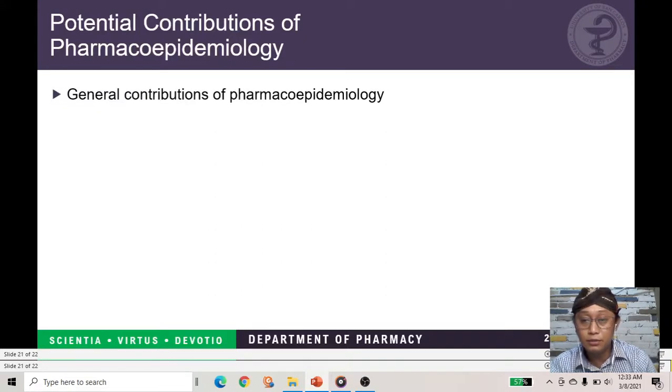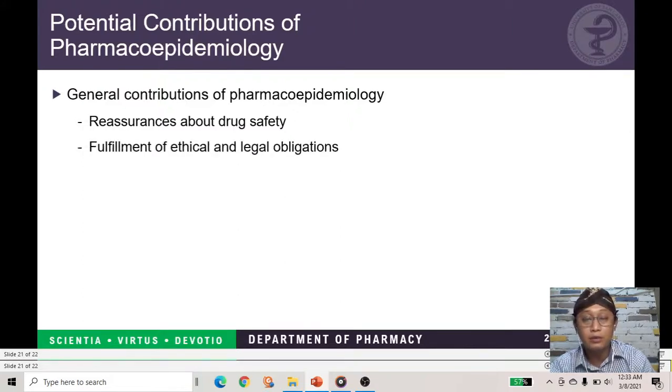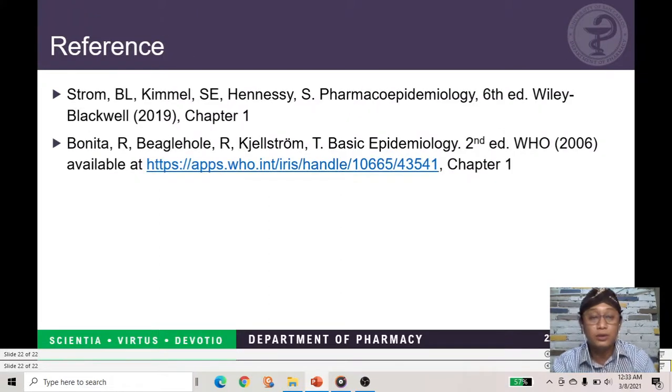And then the other contributions can be said to be general contributions. There are two. The first is reassurance about drug safety, because pharmacoepidemiology mainly concerns drug safety, and then the fulfillment of ethical and legal obligations. So that's all about the introduction to pharmacoepidemiology, and we continue.